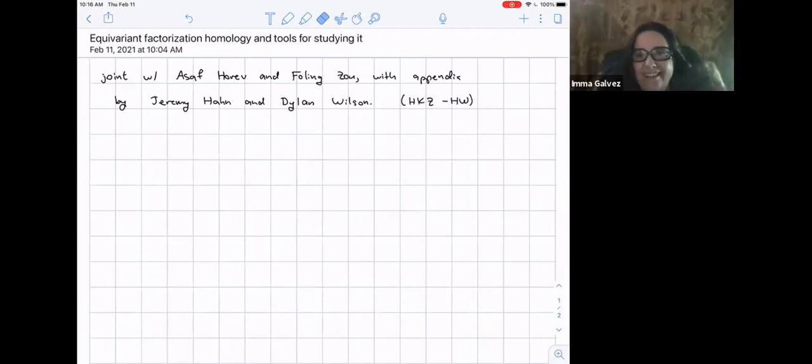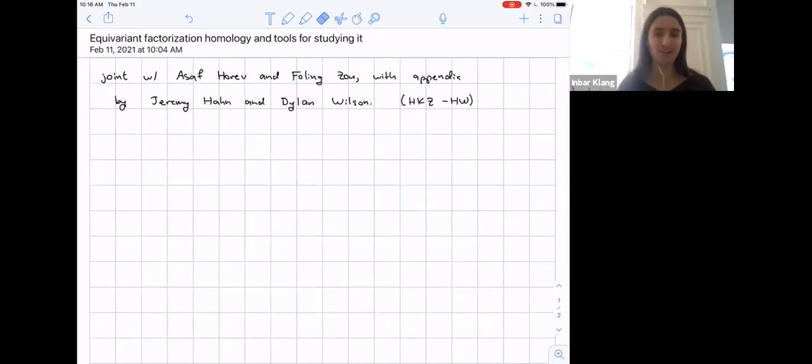Yeah, so I'll talk about equivariant factorization homology and some tools for studying it. This is joint work with Asaf Boliv and Foling Zhou, and this also has an appendix by Jeremy Han and Dylan Wilson. Ask questions whenever you have questions. If you don't want to raise your hand and unmute yourself, you can also ask in the chat. I'll be watching the chat as well. I'll talk about what factorization homology is and what equivariant factorization homology is, but first, a bit of an overview of what the project is about.